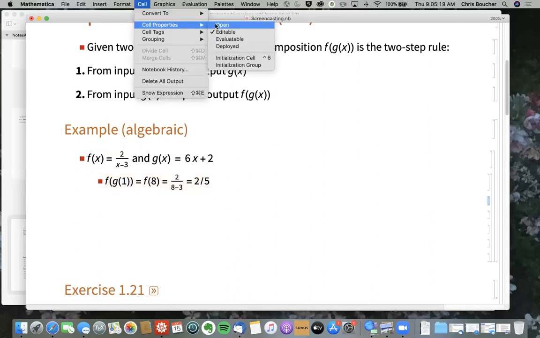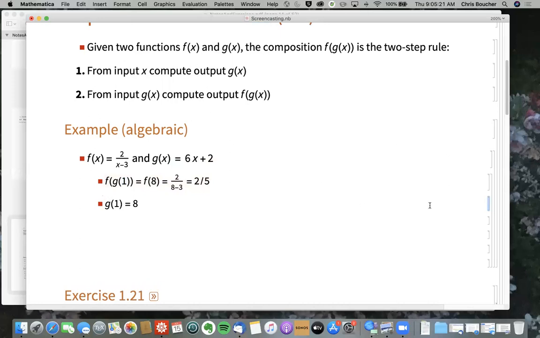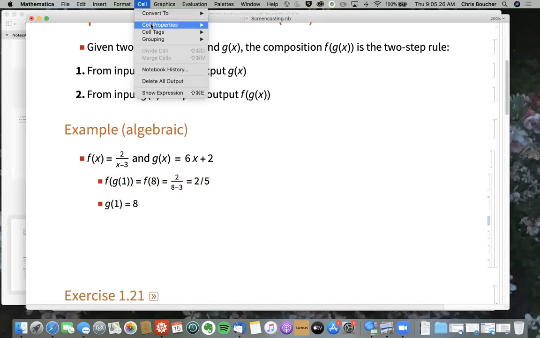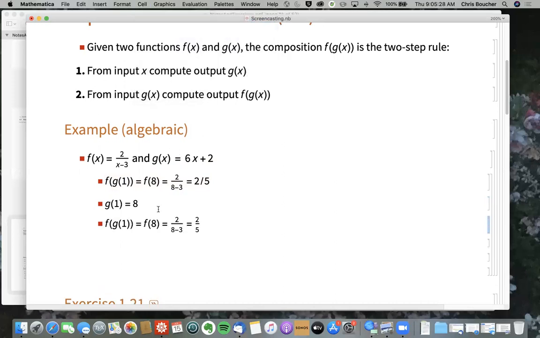So let's look at a couple more examples. Yes, g of 1 equals 8. We know that. I don't know why that's even there. Oh man, these two are just a repeat of the above. Let's get rid of them.